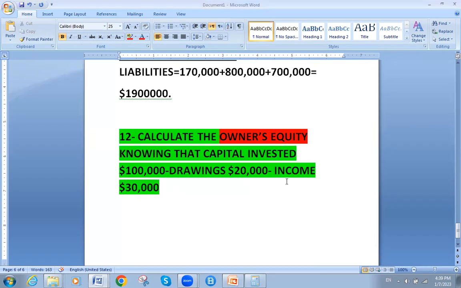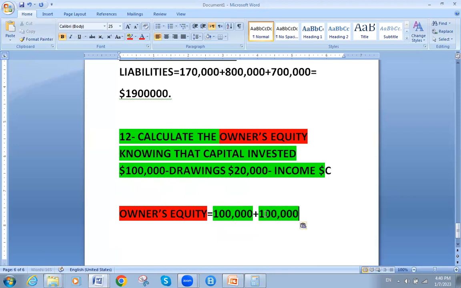Okay, my dears, we are back. This is the solution. We'll start the solution right now. The owner's equity will equal the capital. How much is the capital here? It is 100,000. This is the capital plus the income. The income was 30,000. Minus the drawings, which are 20,000. Here the drawings are 20,000.